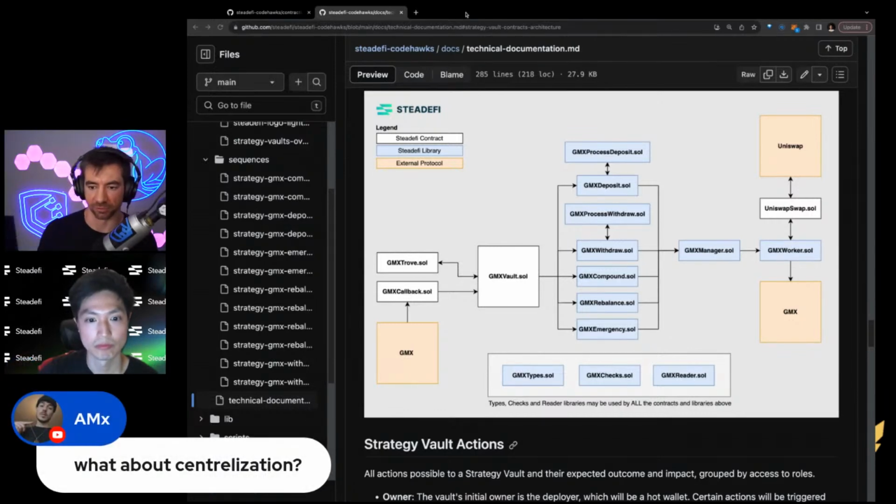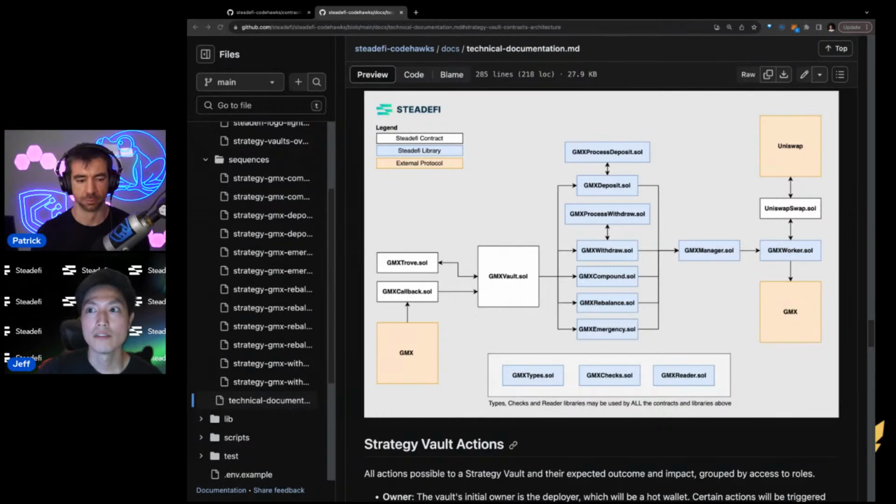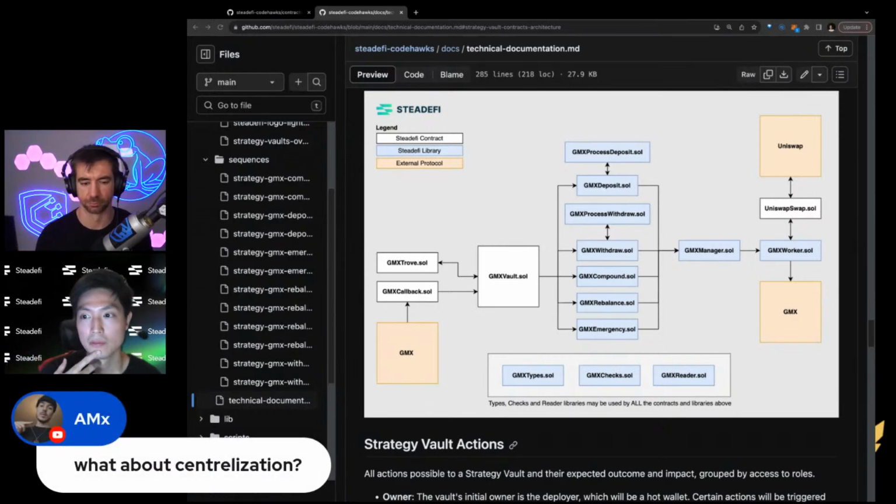What about centralization? Are there centralization risks associated with this protocol? Short answer is yes. So there's an owner role as well in this protocol. And essentially, I would say that for any functions that are accessible to an owner, there could be a centralization risk there.